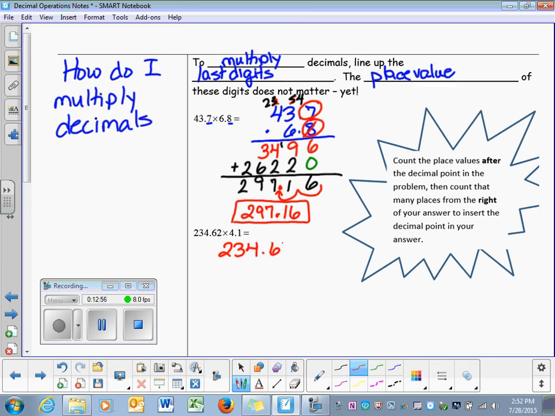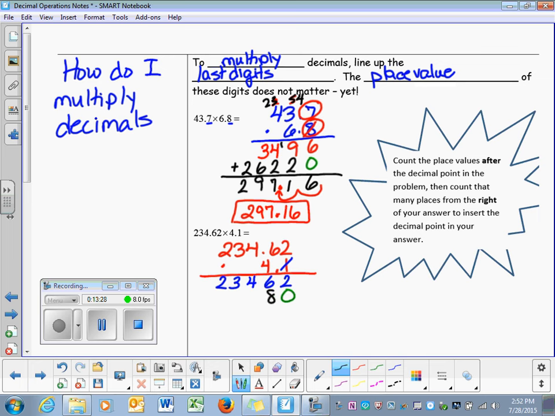234 and 62/100ths. Okay, again, I'm lining up those last digits. I don't care about the place values here. I love multiplying by 1. 1 times 2 is 2. 1 times 6 is 6. 1 times 4 is 4. 1 times 3 is 3. 1 times 2 is 1. Love it. I'm going to need a placeholding 0 before I move on to multiplying by the 4.